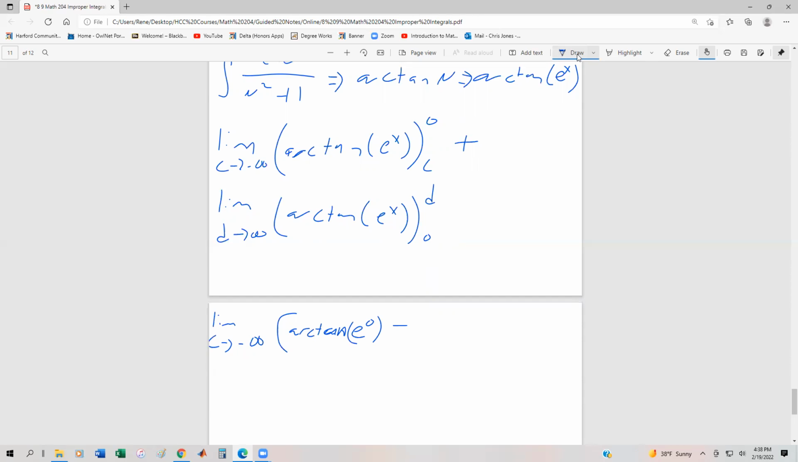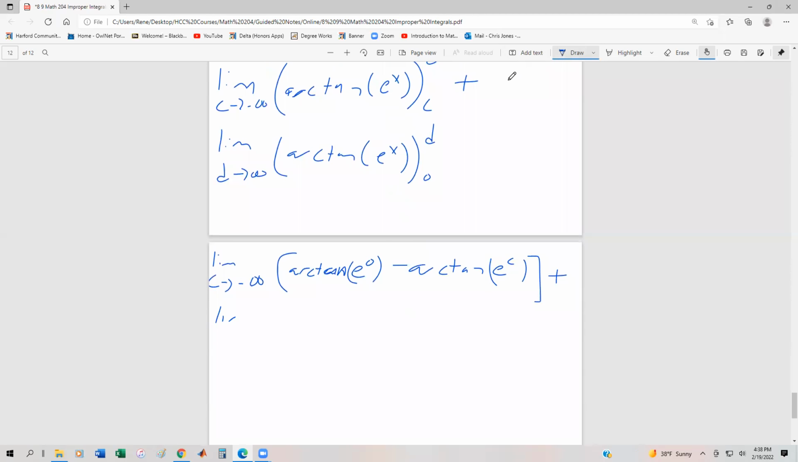Minus arctan of e to the c. All right, so that takes care of that one. And then we have to substitute plus, where we take the limit as d approaches positive infinity. Now this time d is going to be the upper bound. So this is going to be arctan of e to the d minus arctan of e to the 0.